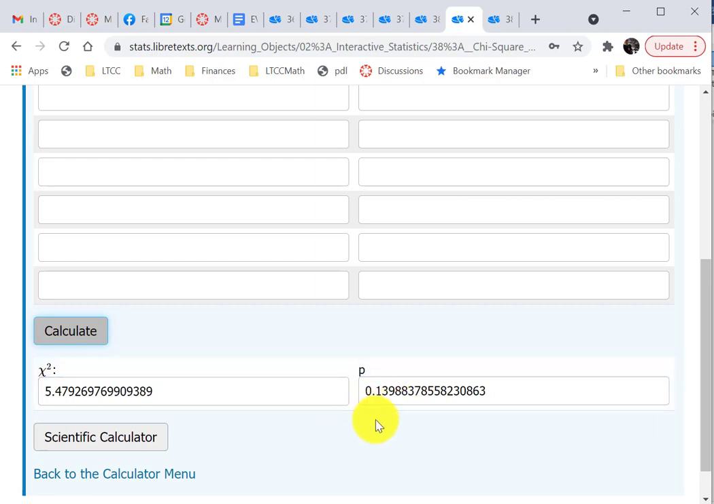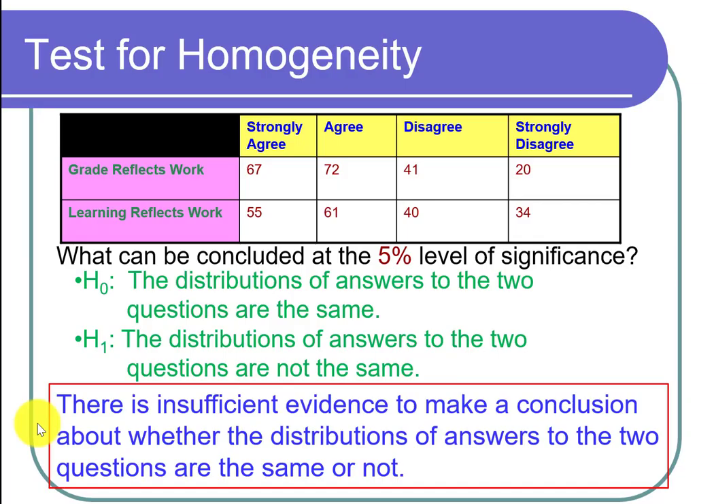Notice the p-value is large. So when the p-value is large, that means there is statistically insignificant evidence, or there is insufficient evidence. Let's state our conclusion. The conclusion is there is insufficient evidence to make a conclusion about whether the distribution of answers to the two questions are the same or not. Again, whenever you have insufficient evidence, basically you just find a very fancy way of saying, I really don't know anything. I don't know if they're the same. I don't know if they're not the same. I just don't know. And that's this fancy way of saying it.